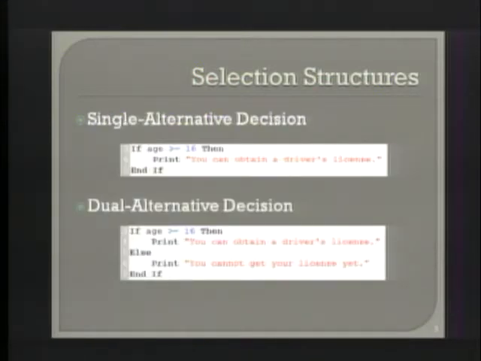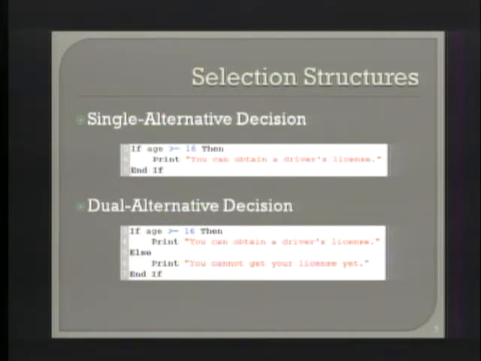Okay, example of a single alternative decision at the top. If the age is greater than or equal to 16, then print you can obtain a driver's license. So the structure looks like this. You have the word if, and then here is the question you're asking, and then the word then, and then an end if, and whatever's in between lines 3 and 5 is called the body of the structure. So obviously there can be one line, there could be many lines, and it just depends on what you're doing.